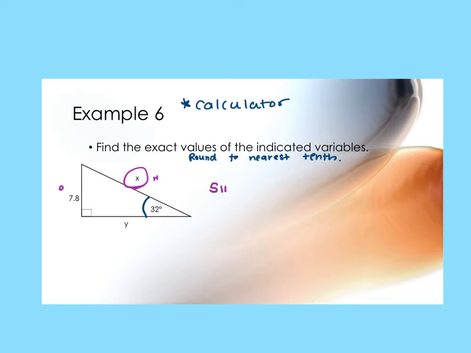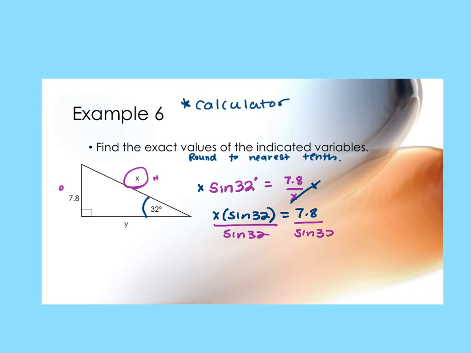Sine. So I'm going to do the sine of 32 degrees equals 7.8 over x. And then I could multiply both sides by x. This cancels. And divide by the sine of 32. And then let the calculator do that work for you. What mode do I have to be in? Degrees.